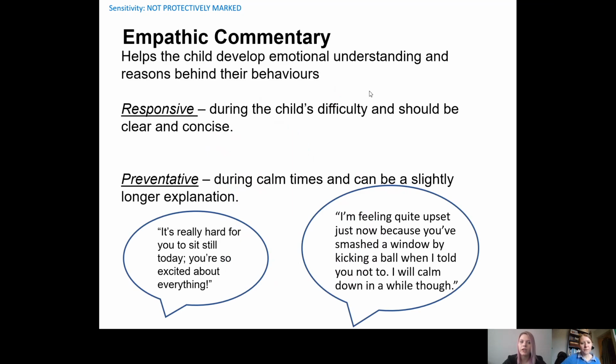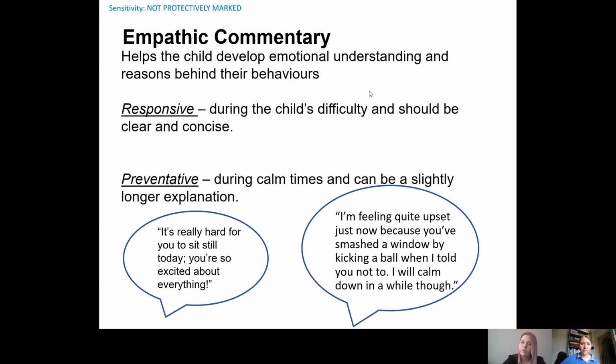And we touched a little bit on empathic commentary, and then we're going to talk a little bit more about it. It's quite a similar approach to emotion coaching, which we're also going to briefly touch on. But these can just be some really simple, quick and easy ways to help the children develop that emotional understanding, develop that emotional literacy that we were talking about earlier, and help figure out the reasons behind how they're thinking and feeling their emotions, especially at this time where it might be a little bit more complicated than normal. And there's 2 styles of empathic commentary.